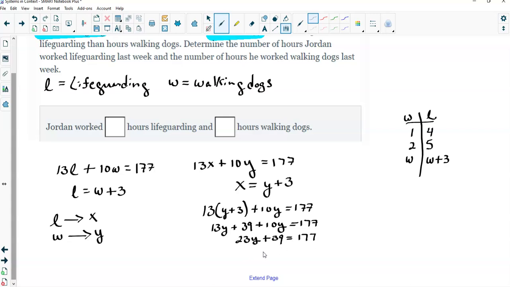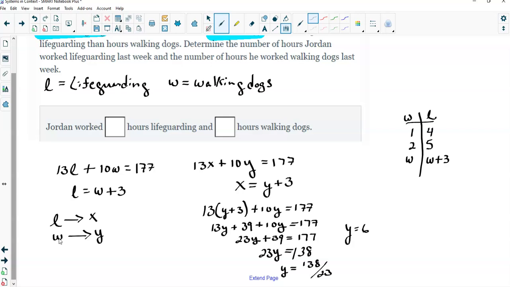39 from both sides. So 23Y equals 177 minus 39. 7 minus 9, that's 8, 6 minus 3, that's 3, so that's 138. 177 minus 39 is 138. Then divide 138 divided by 23. So that means y is 138 divided by 23. That means y is 6.